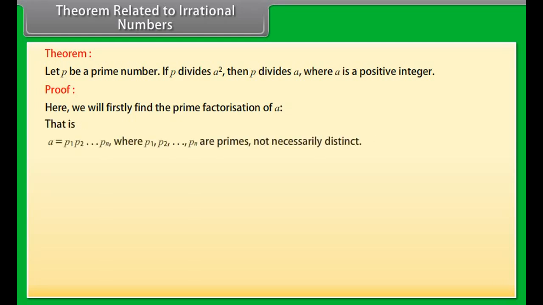Theorem. Let p be a prime number. If p divides a square, then p divides a, where a is a positive integer. Let us prove this theorem.